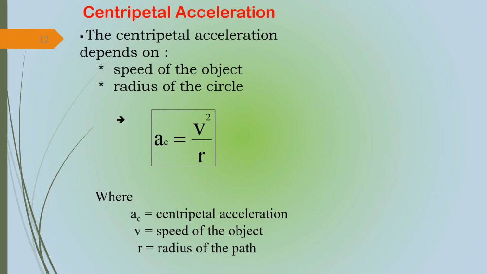Equation of centripetal acceleration. The centripetal acceleration depends on the speed of the object and the radius of the circle. The equation is a_c, where subscript c refers to centripetal acceleration, equals v squared over r, where v is the speed of the object, r is the radius of the circle, and a_c is the centripetal acceleration.